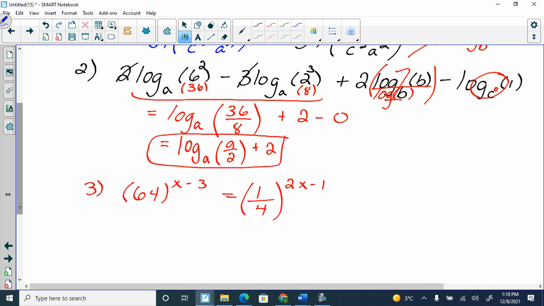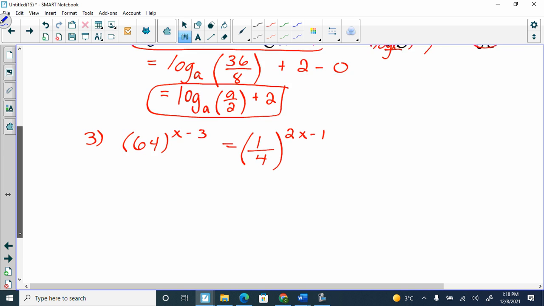The only way I can give you not common base with 2 bases and 2 exponents is to ask you to solve it graphically. So say it was like 2 to the x minus 3, and then 3 to the 2x minus 1. I can't make them common base. I can only ask y1, y2. That's it. So the moment you have 2 bases, 2 exponents, you must be able to make common base.